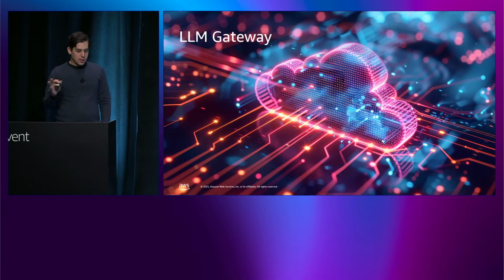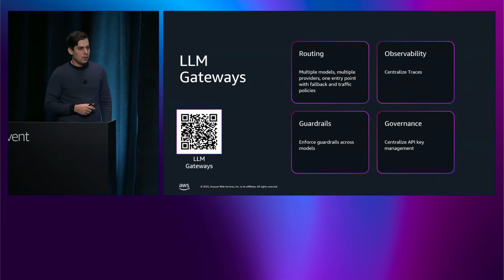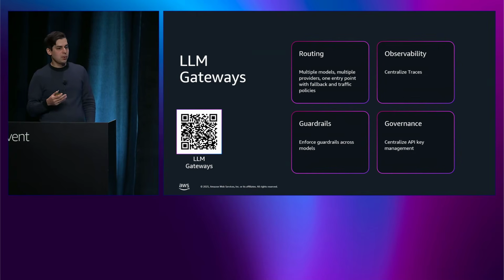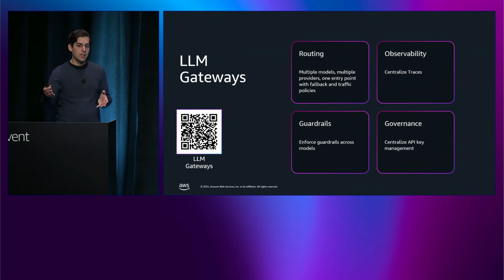Now we'll talk about LLM gateways a little bit. So LLM gateways are really great for a lot of different reasons. Routing, they're really great because you are able to do things like error handling. So if you have multiple model servers, if one of them fails for whatever reason, you can retry that same request without sending a failure back to your client.